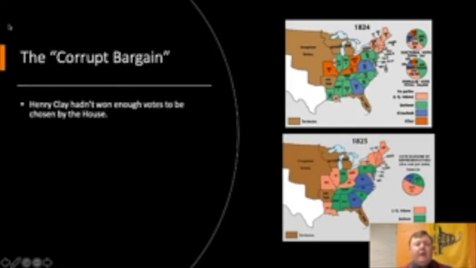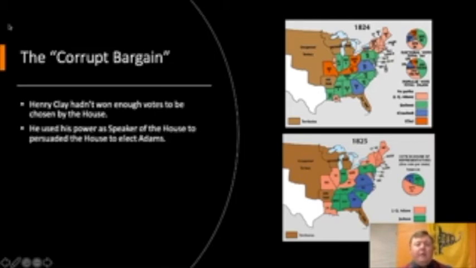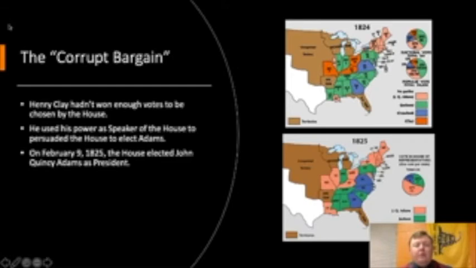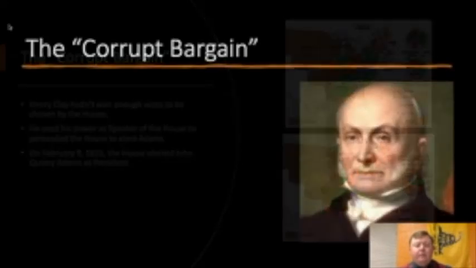Henry Clay hadn't won enough votes to be chosen by the House. But he was in a very powerful position as Speaker of the House to persuade the House to elect Adams. So that is very important. And so on February 9th of 1825, the House elected John Quincy Adams as president.